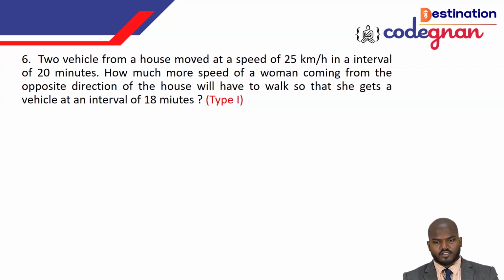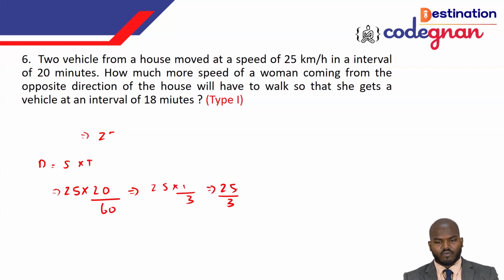You see this one, the distance covered by the vehicle in 20 minutes. In 20 minutes, how much distance is taken up? You see this one, 25. Distance is equal to speed times time. So speed is 25 kilometer times 20 over 60, because the time is given in minutes. So I can call it as 25 times 1 over 3. That will give you the value 25 over 3.